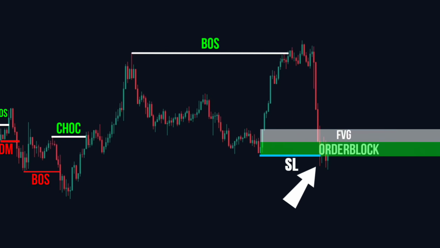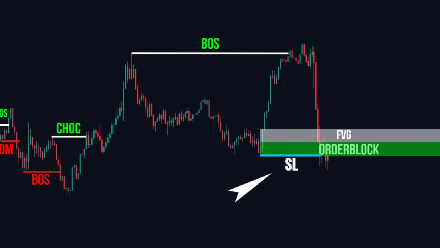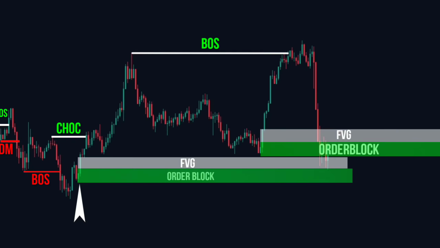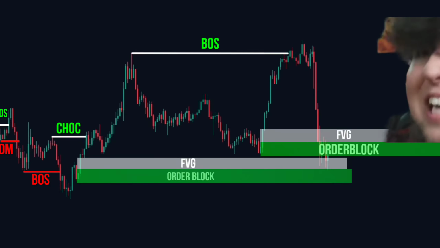That's exactly what happened here. The institutions drove the price down, breaking through your order block, making it look like a failed setup. But in reality, they were collecting all the liquidity sitting at that support level. Your stop loss was their entry. And if you look even closer, just below this sell-side liquidity, there was another untouched order block with a valid fair value gap. This wasn't a coincidence. It was part of the plan.